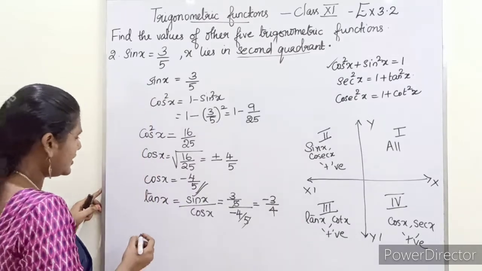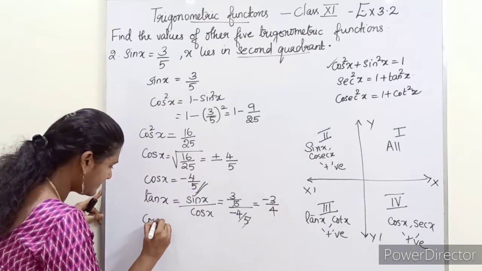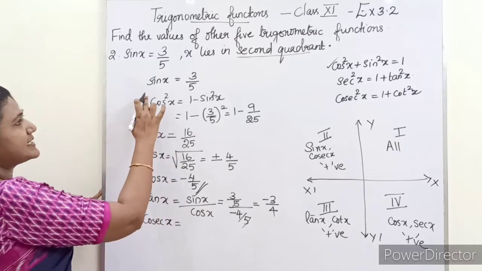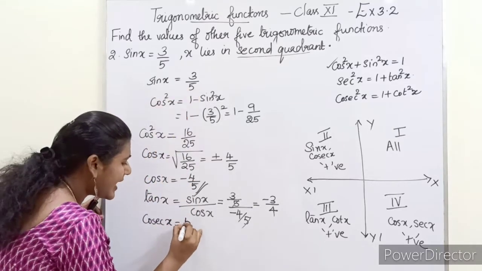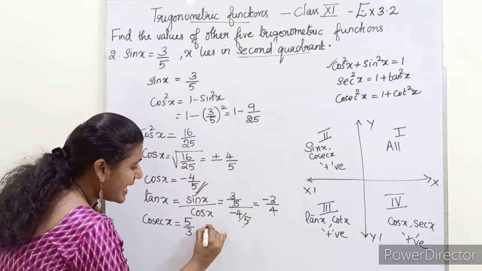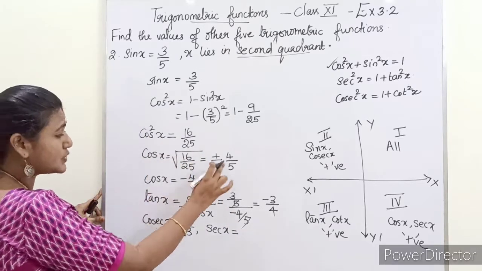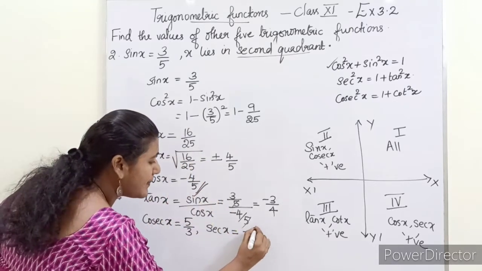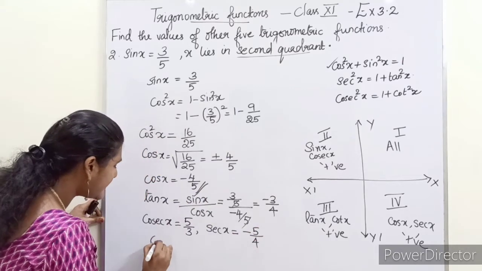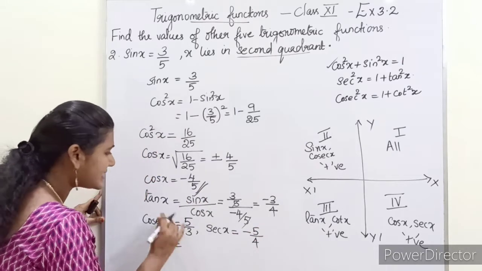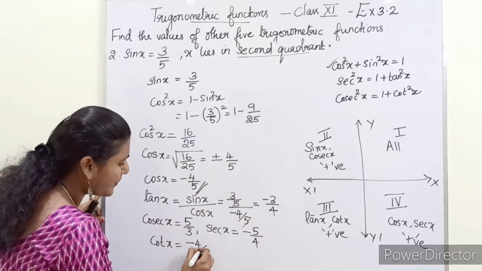Now the remaining trigonometric ratios: cosec x is the reciprocal of sin x, so the answer is 5 by 3. Sec x is the reciprocal of cos x, so the answer is minus 5 by 4. And cot x is the reciprocal of tan x, its answer is minus 4 by 3.